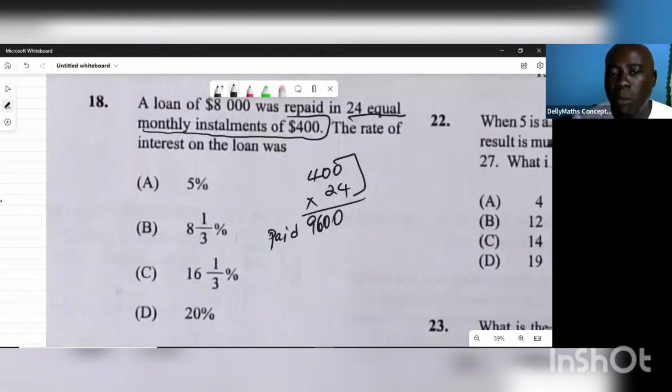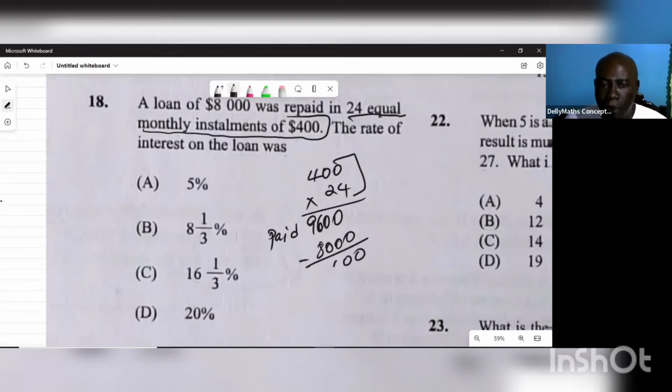So you would have known that you borrowed 8,000. So you say, let me see how much interest they made. How much interest did I pay back? I actually pay back 1,600. So now there are 2 ways you could sort out this problem. You could look at it and say, well, 8,000 I borrowed. Look at this.